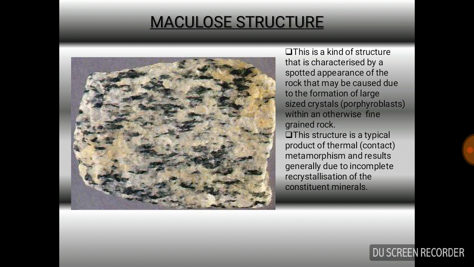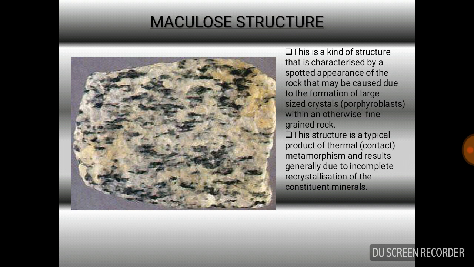Now let's move to the next part, which is the Mekulose structure. This is a kind of structure that is characterized by spotted appearance of rock that may be caused due to the formation of large size crystals, or you can say porphyroblasts, within an otherwise fine grained rock. This structure is typical product of thermal or contact metamorphism, and results generally due to incomplete recrystallization of the constituent minerals. It is formed by thermal metamorphism of argillaceous rocks like shale. With increasing degree of metamorphism, the spotted slates pass into extremely fine-grained granular rocks known as hornfels.